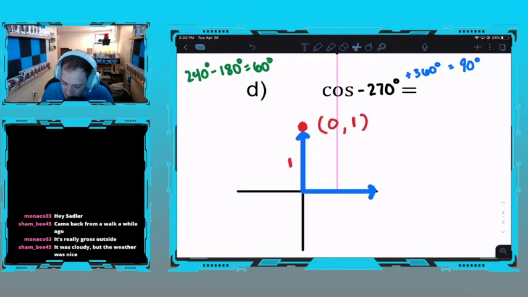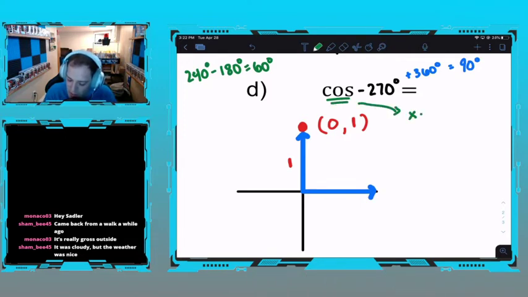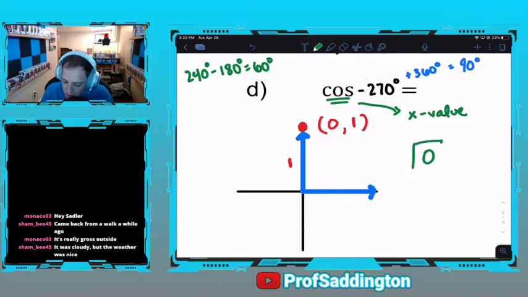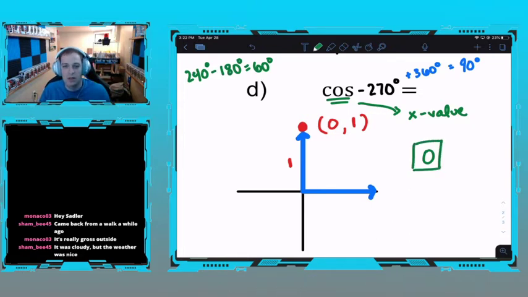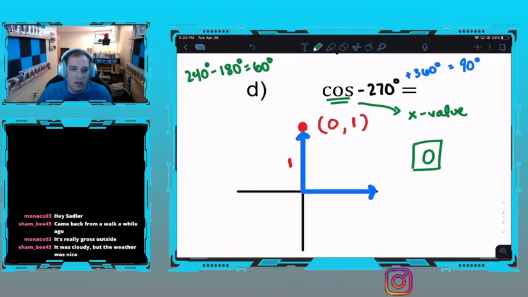There we go. So now you just have to make sure you remember that this cosine right here is telling us that we only want to know the answer for x, because that's what cosine means. Cosine is telling us to find the x value of that coordinate. Well, we already know the x value. 0. I can't put a positive or negative sign in front of 0, so we know the answer is just 0, and we're done.